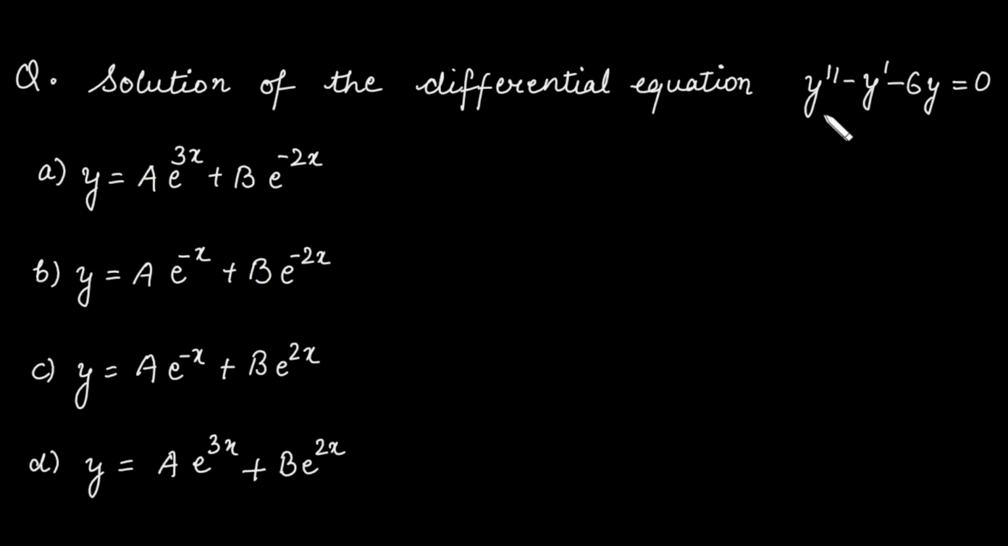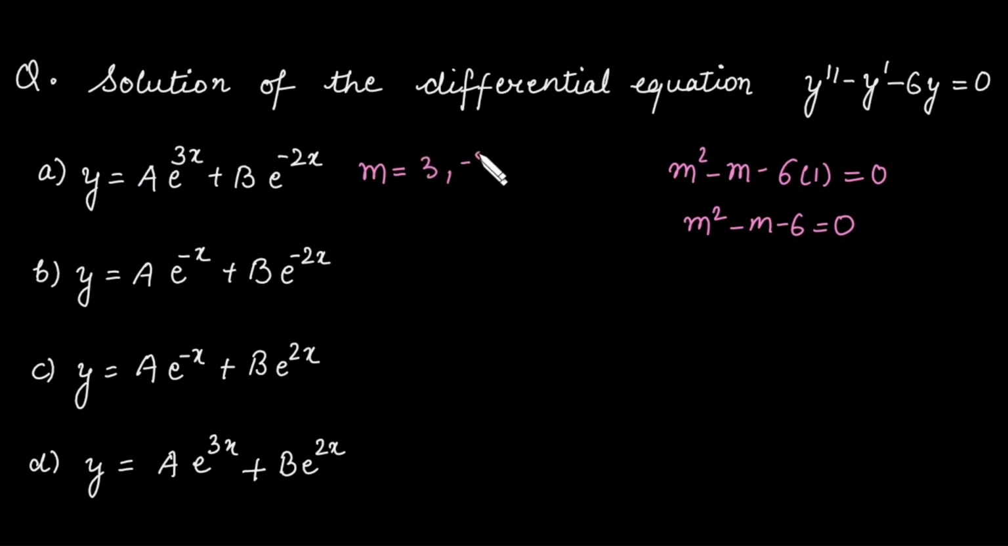Solution of this differential equation. So write its operator form or directly write the auxiliary equation, that is m square minus first order derivative m, no derivative, so we replace y by 1, this is equal to 0. So m square minus m minus 6 is equal to 0. So what are the roots in this case? Even you can check it from the options. From the options we have the value of m is equal to 3 and minus 2.